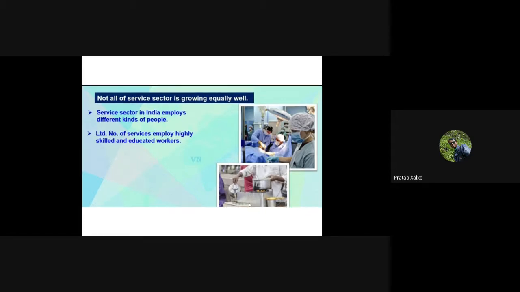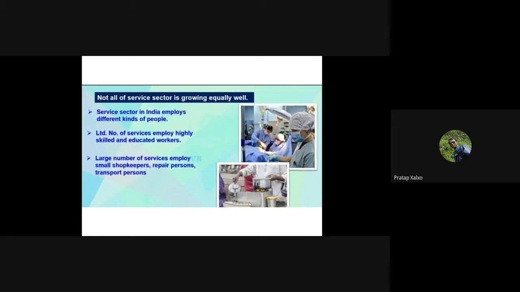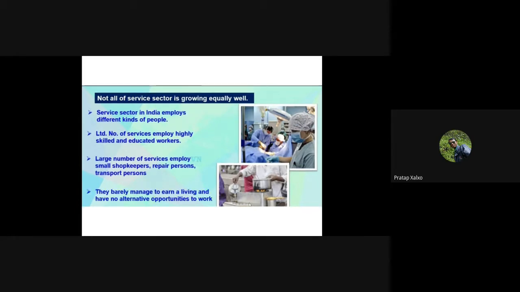So, a limited number of services employ highly skilled and educated workers, and a large number of services employ small shopkeepers, repair persons, transport persons, and they barely manage to earn a living and have no alternative opportunities to work. And that is the reason not all the service sectors are growing equally well.